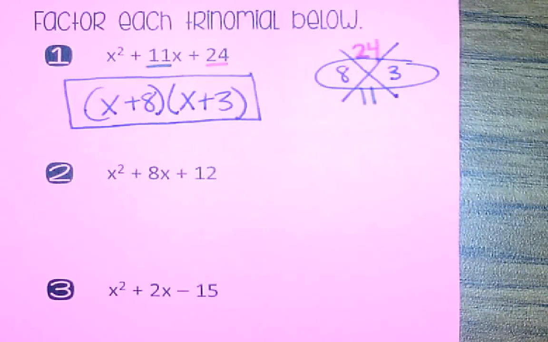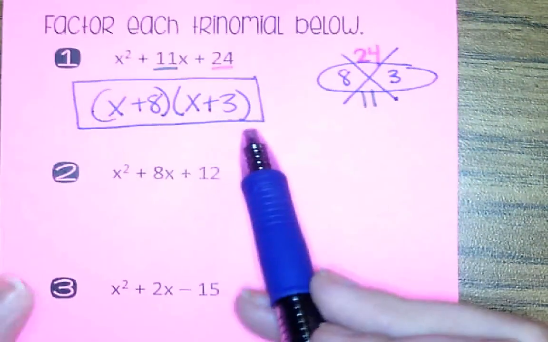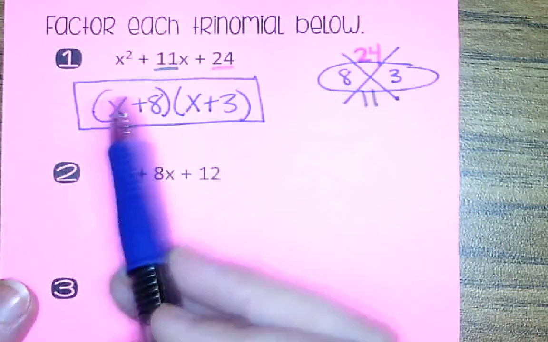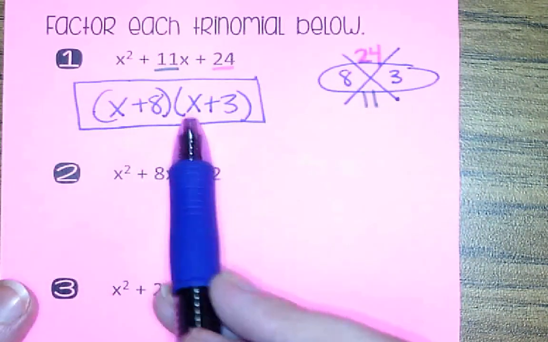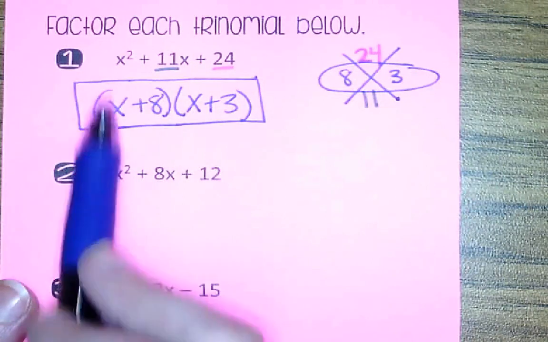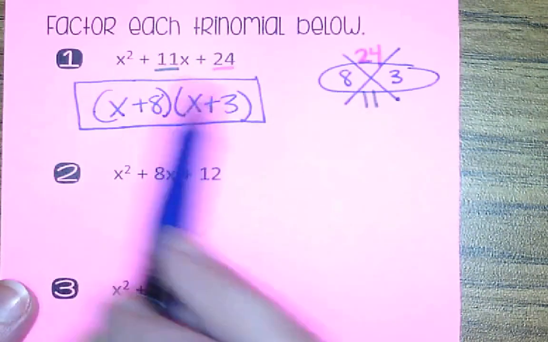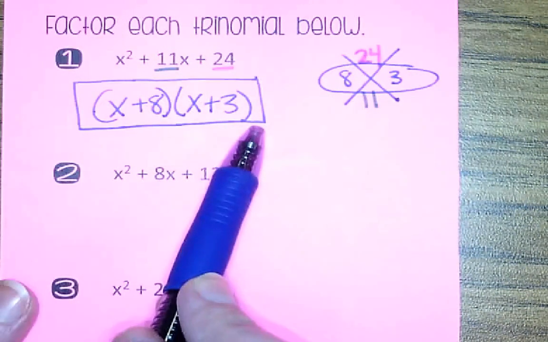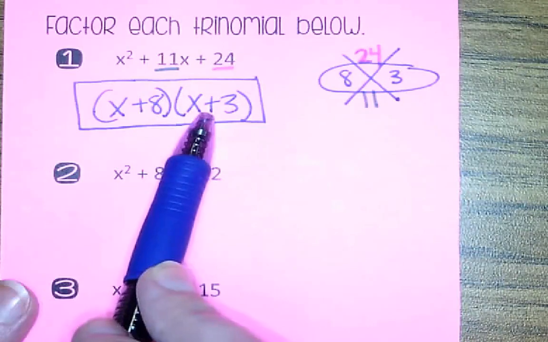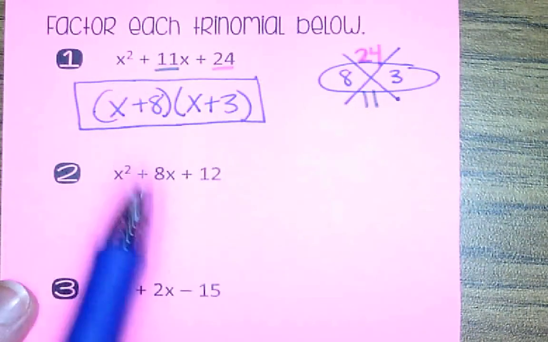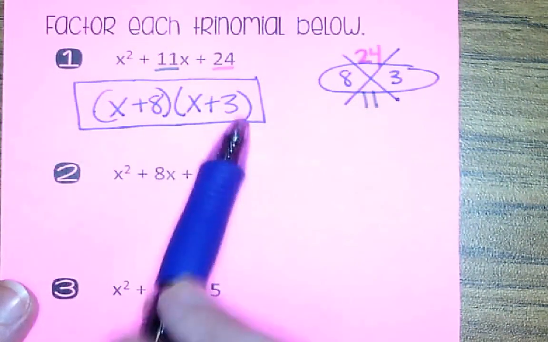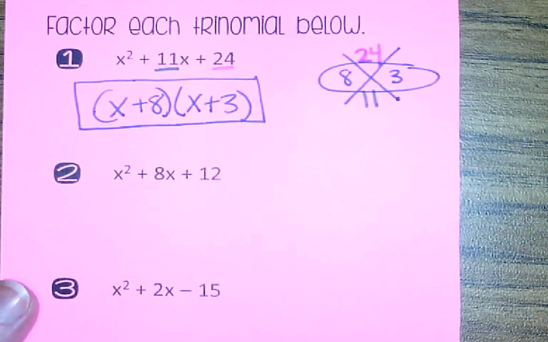All right? Now, once we get our answers here, what are a couple different ways that we can check our answers on number 1 here? You could go without the calculator. You can just multiply it out, right? You can say, okay, x times x gives me x squared. x times 3 gives me that 3x. 3x plus 8x is 11x. And 8 times 3 gives me 24. So you could actually do the multiplication.